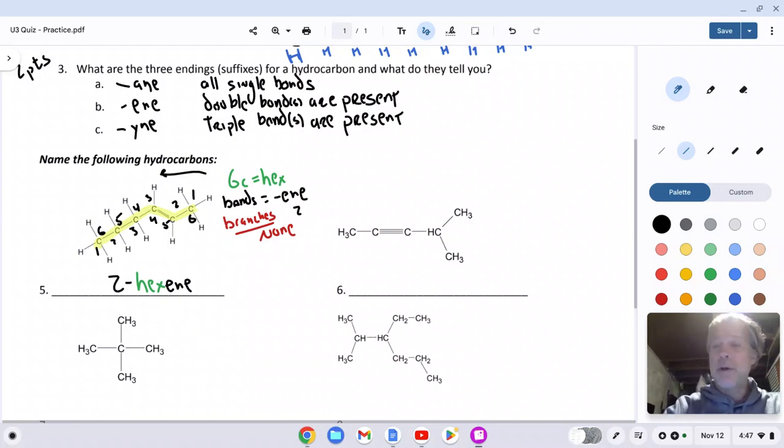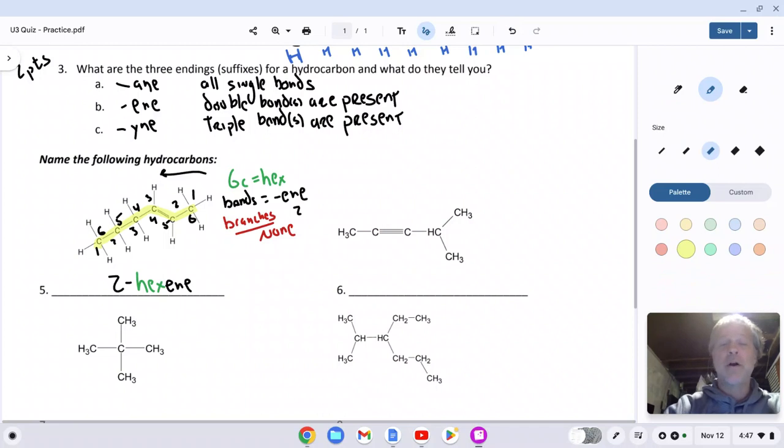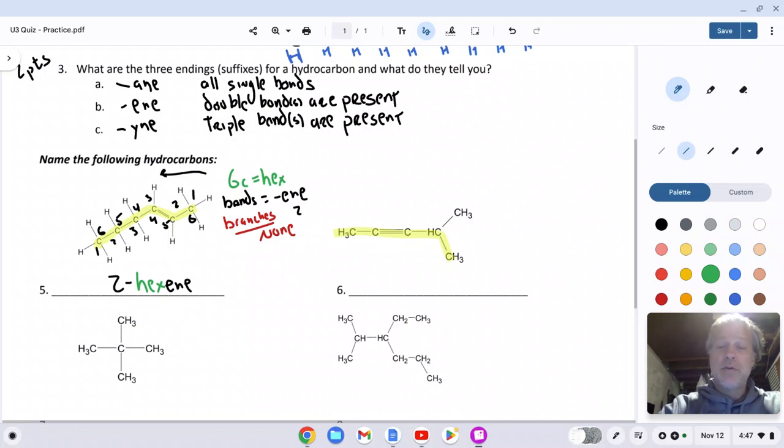The next one we're going to do is we are going to also identify the longest continuous chain of carbons. So I'm going to do this. And you could have gone up, down, doesn't really matter. But that tells me that there are 1, 2, 3, 4, 5 carbons. So there's 5 carbons, which means it's a pent.